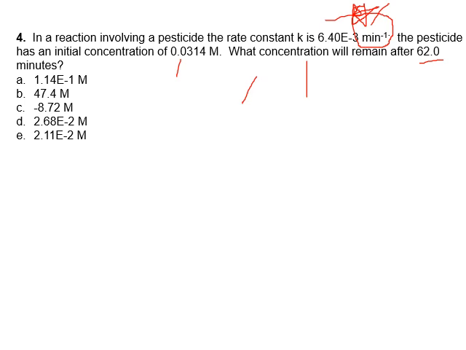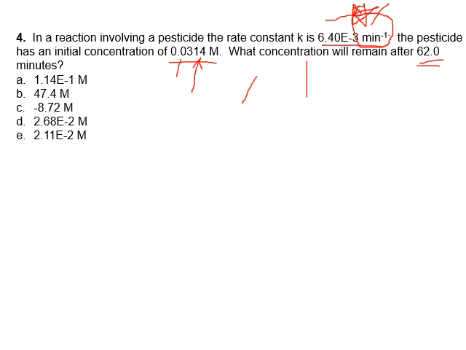Okay, so for first order, the integrated rate law is logarithm of AT equals minus KT plus the logarithm of A0. We know A0, it's right here. We know t, it's right here, and we know k, it's right here. So we can figure out what the logarithm of AT is first by taking the logarithm of this number right here, and you'll have to get rid of the moles per liter and just take the logarithm of 0.0314. And remember, when you take the logarithm of a number less than 1, it's going to be negative.